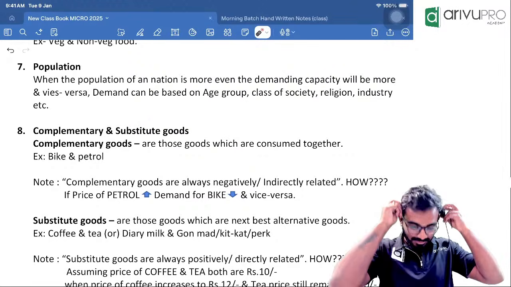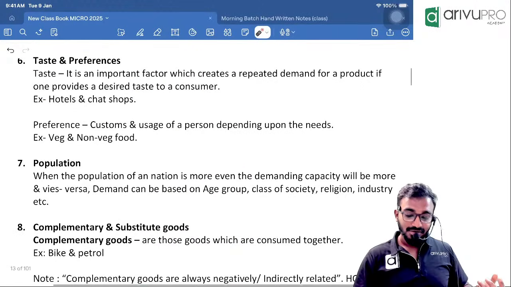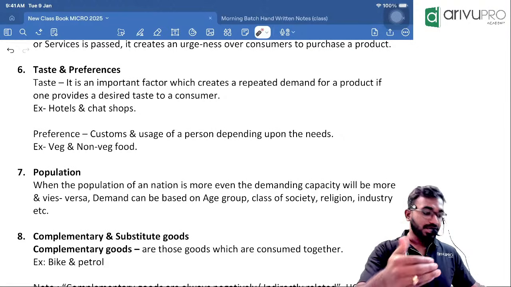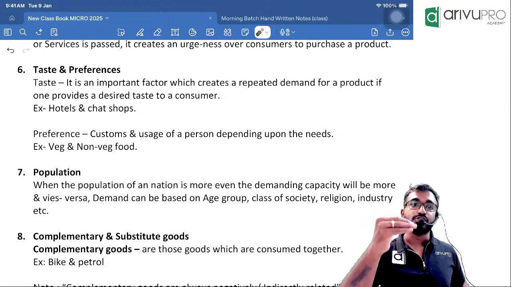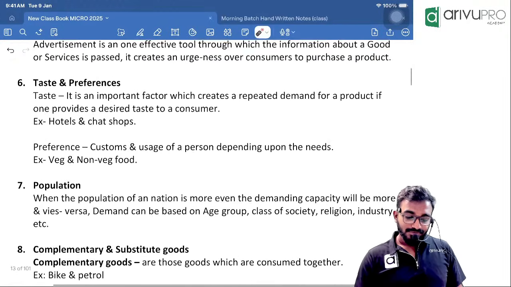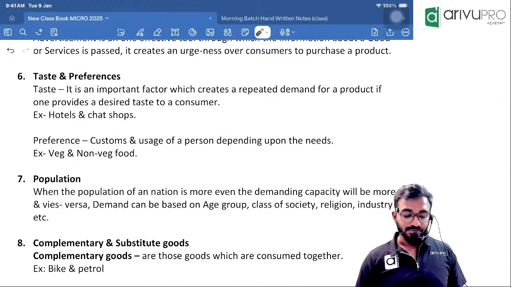Taste and preference. I didn't even write anything there. Just I wrote the word taste and preference. See, if a person likes the taste of a particular product or any particular consumable, he would wish to buy it more. He would wish to consume it more. Positive relation usually there.